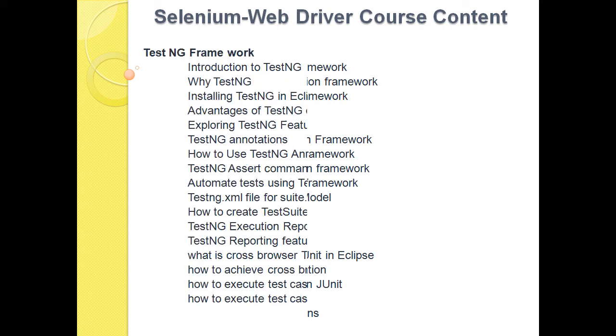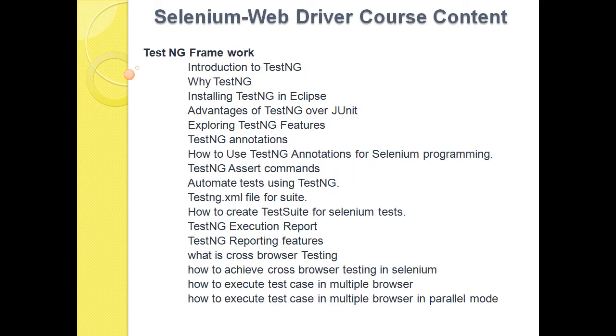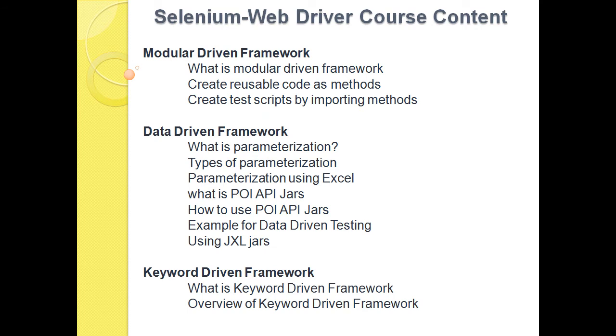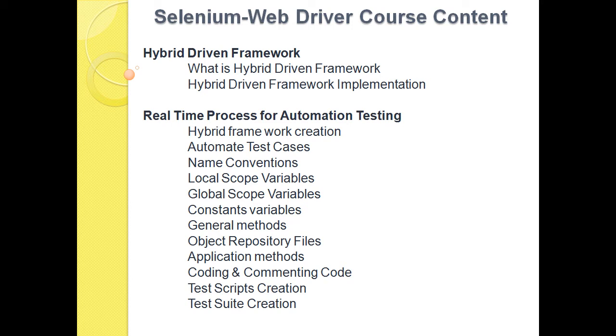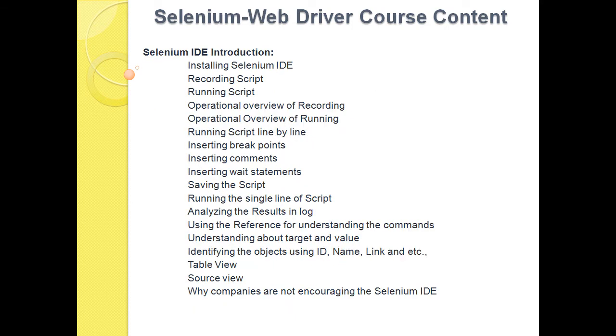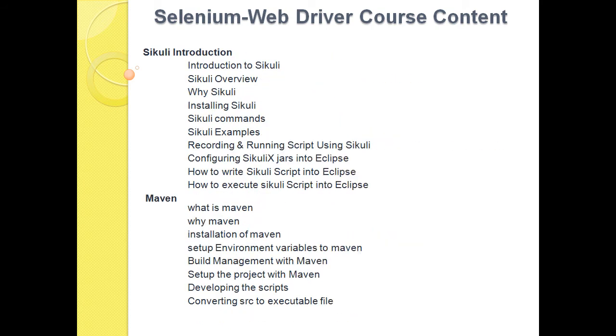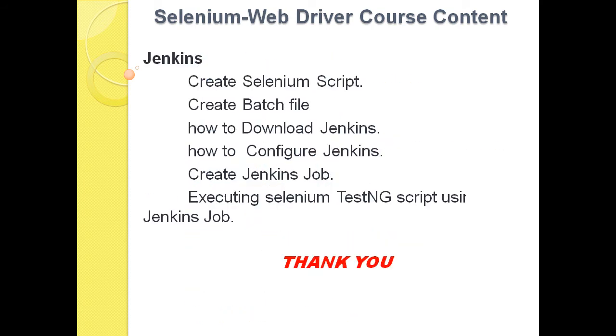First we'll start with JUnit and then TestNG. In TestNG we can go for everything in this syllabus, and cross browser testing also we will start. And after that the modular framework, data driven framework, keyword driven framework and hybrid framework we will cover in a very detailed manner. These are all the real time processes for automation testing. And then we'll discuss Selenium IDE, RC and Grid. After that SQL and Maven, and finally Jenkins. So these are the topics we cover in our course.